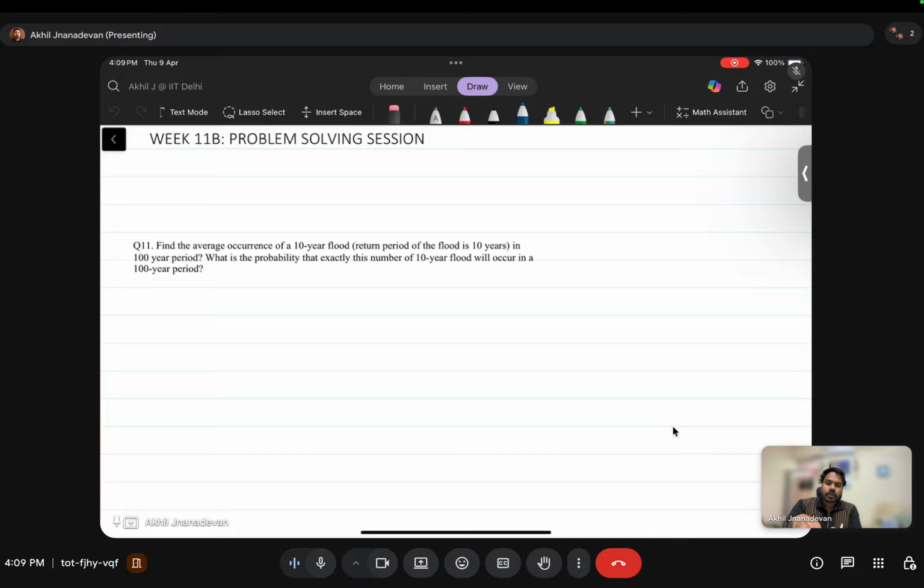We will also be going towards frequency analysis, which is very important for design in the field of hydrology when we are trying to design a hydraulic structure. Then the concepts of frequency analysis, return period, and risk come into the picture. That all will be covered in the second part of our week 11 lecture.